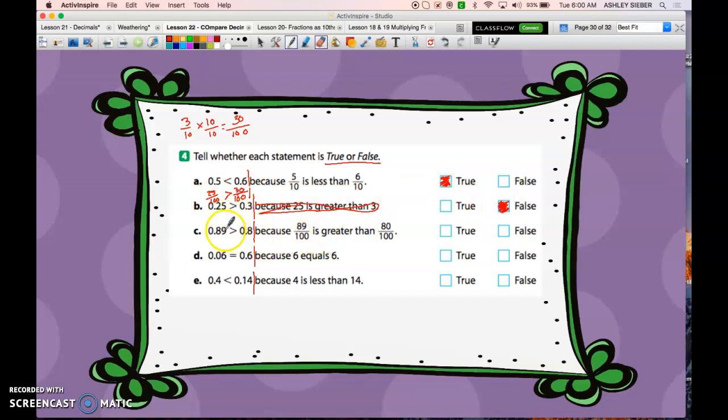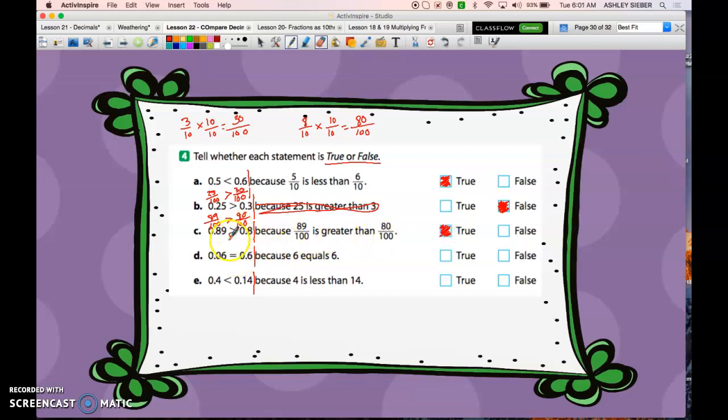Okay, let's look at the next one. 89 hundredths is greater than 8 tenths. Again, I can come up here and say, okay, 8 tenths times 10 tenths, to change it to hundredths, is 80 hundredths. Okay, is 89 hundredths greater than 80 hundredths? Yes. So, is this true? 89 hundredths is greater than 80 hundredths? Yes, that is true as well.